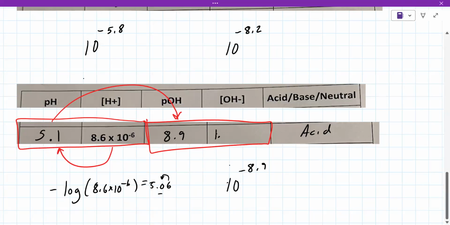1.2 or 1.3 to one decimal place? 1.3. Okay, times 10 to the minus 9. Yeah. And you got it there.